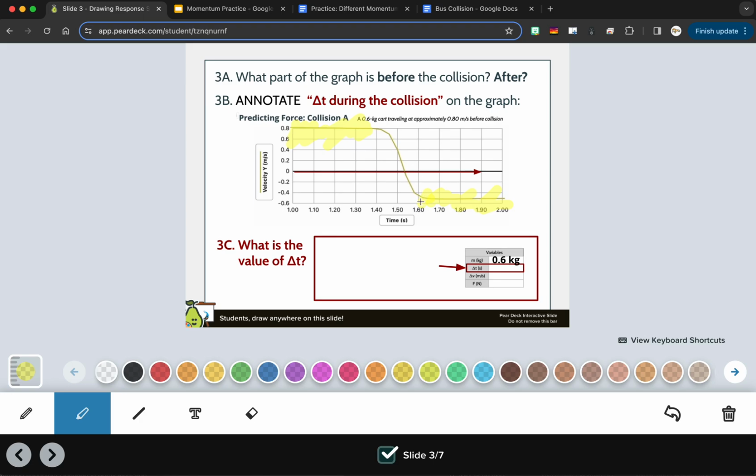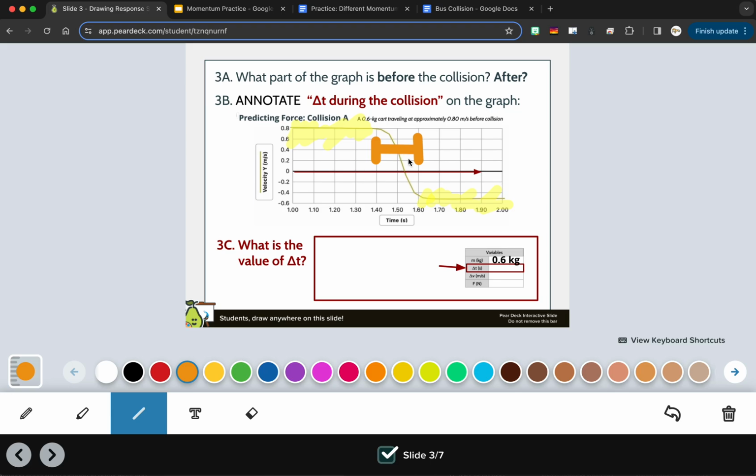I might even go over to 1.6 just because it makes it easier to do question 3b, which is the more important one actually. This is asking you to annotate the time interval during the collision. Basically, how long did the collision take? Let me try to do that. The collision seems to start when the velocity starts going down here, and then it lasts until the velocity gets constant again over here. So it starts at 1.4 and ends at 1.6.